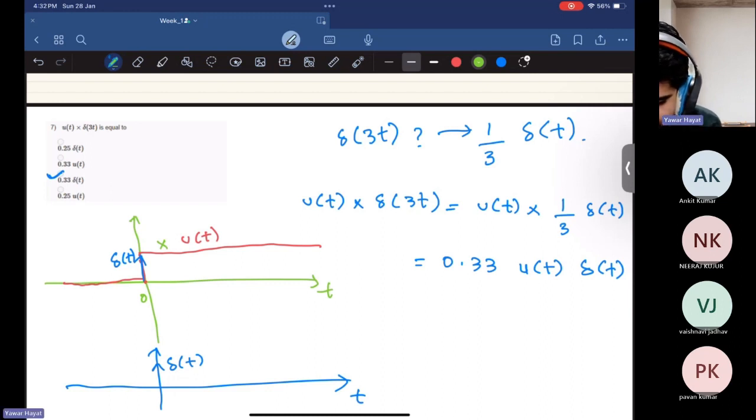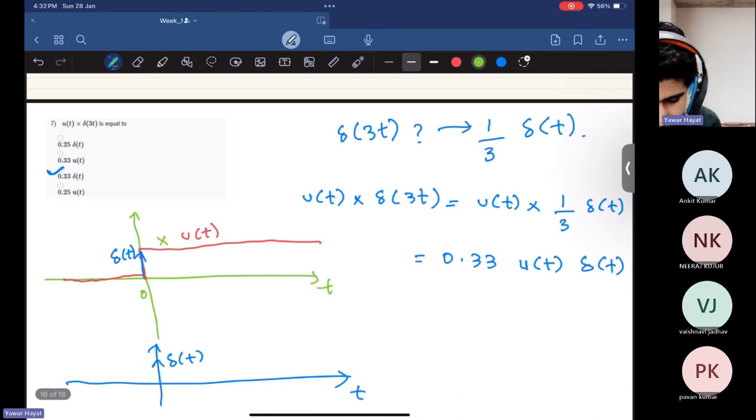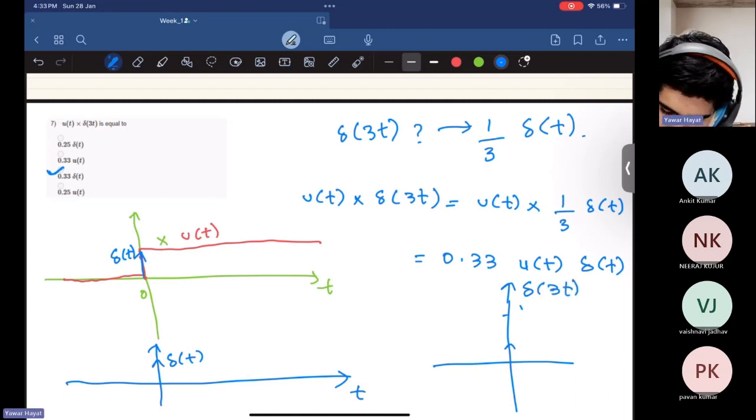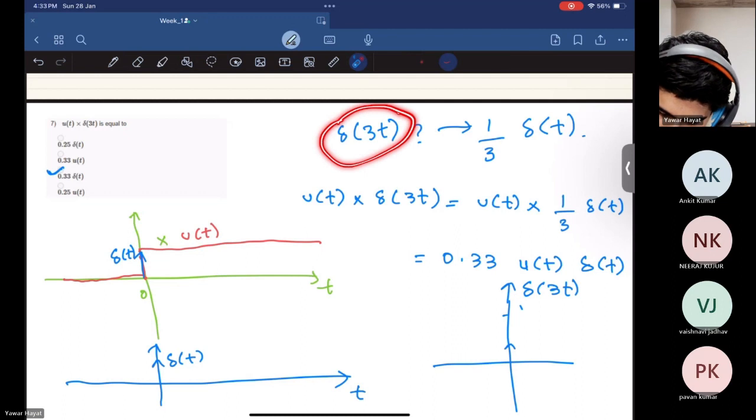And in our case, there is a factor of this 0.33. So this 0.33 was this 1 by 3. Effectively, we'll have a delta function of 1 by third the magnitude, right? If this is 1, I'll have a delta function somewhere here. See, this is actually delta of 3t, right? Which I wrote as 1 by 3 delta.